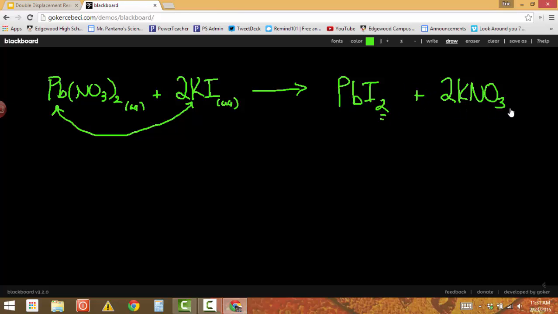Now you'll notice I didn't put any state symbols in my products because I don't really know yet which one of these, if any, are precipitate. We will come back to those in a minute, and we'll put them in. Okay? All right, let's do the next one.